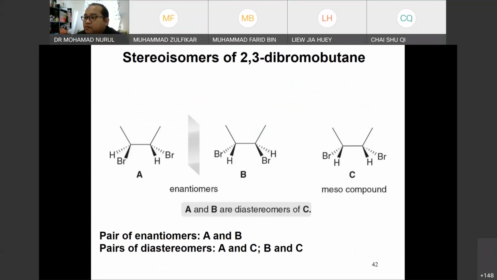Okay, this is kind of conclusions for these 2,3-dibromobutanes. A and B are enantiomers. A and C are a pair of diastereomers. B and C as well. We will do more exercises, don't worry.